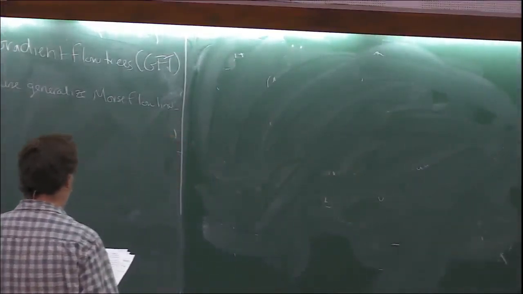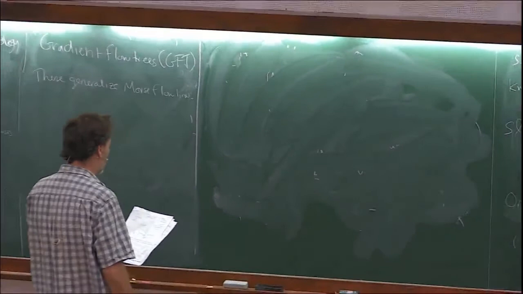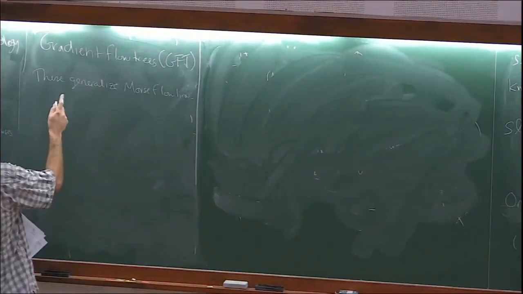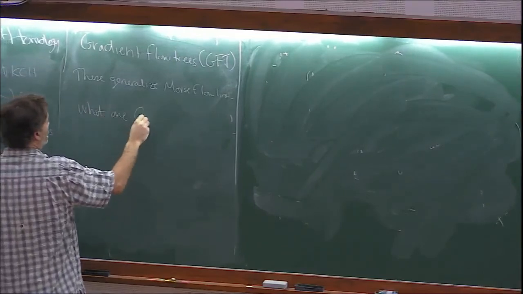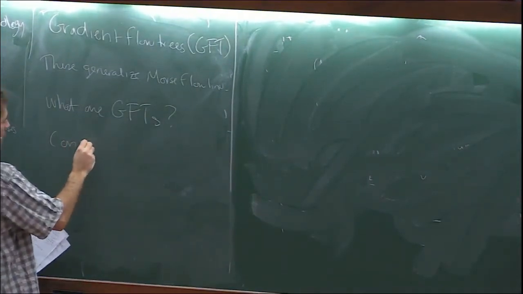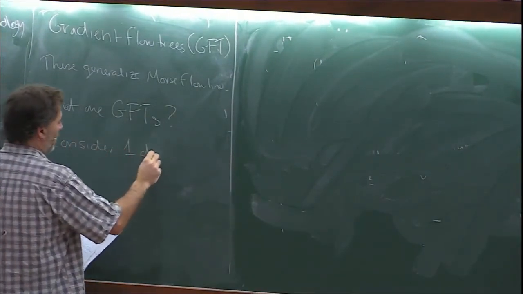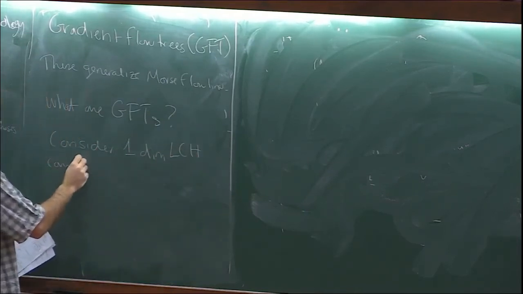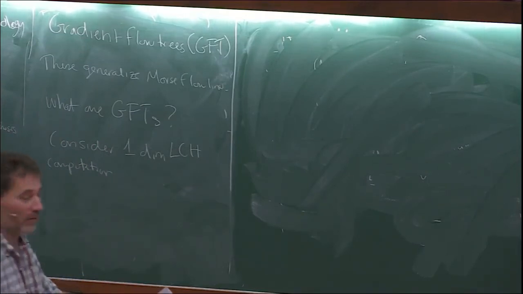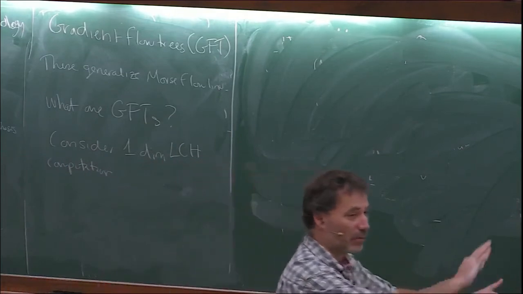Okay, so what are gradient flow trees? Okay, so let's consider a one-dimensional LCH computation. Okay, and why one-dimensional? Because we have Chekhov's formula there to find the holomorphic disks. So we already know what the holomorphic disks are. They're easy. You see them. They're immersed polygons.